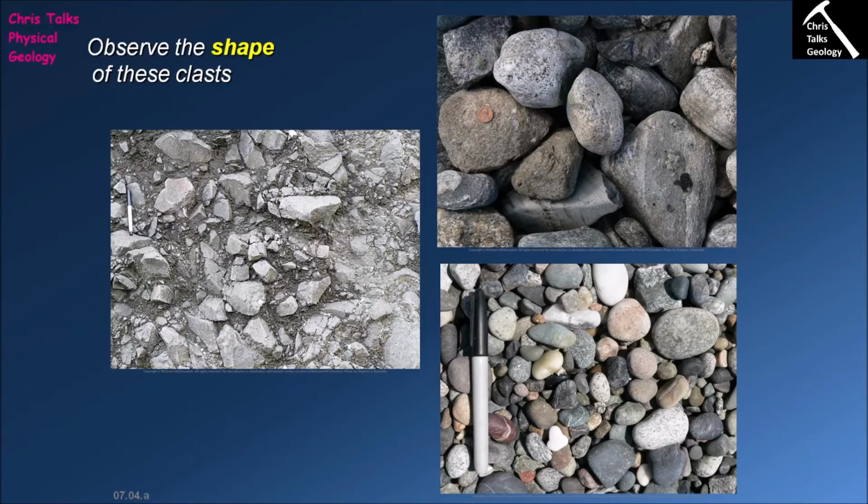Well, the next feature we can look for is shape, specifically how angular or rounded are the clasts. So if we look at these images here, you can see we have 3 different images, each showing you different degrees of rounding. So over here on the left, we have an image where you can quite clearly see these clasts have lots of sharp corners. These would be referred to as angular clasts.